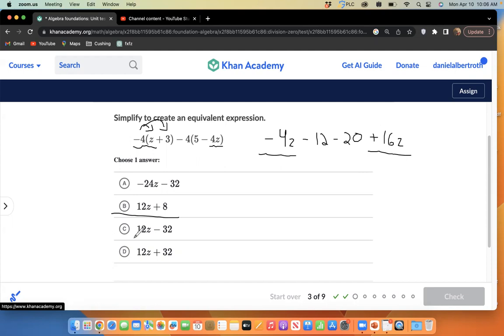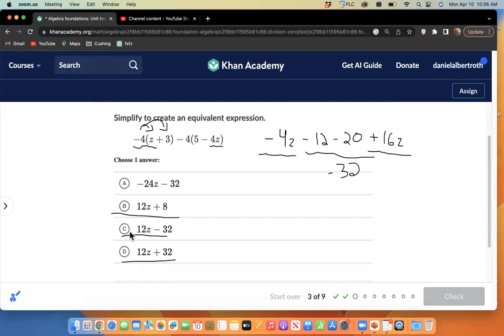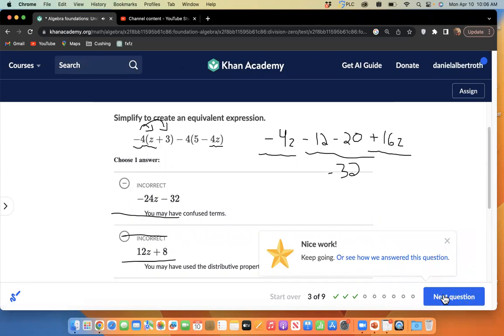So it could be either B, C, or D. And now I just need to find the constant term. My constant is -12 minus 20, which is -32. So I'm going to go with answer C here. Very nice.